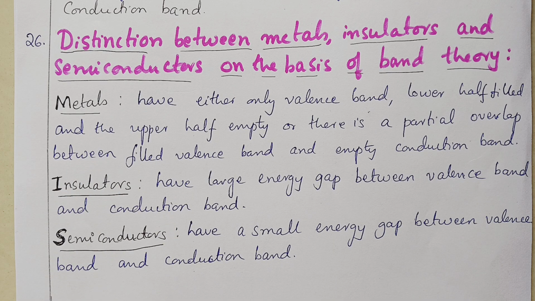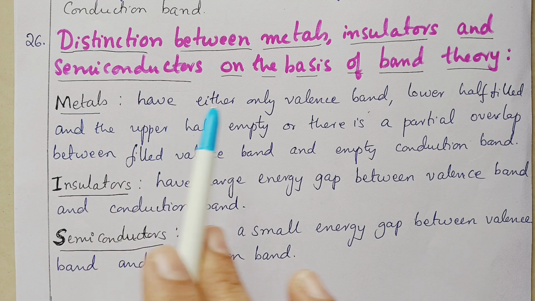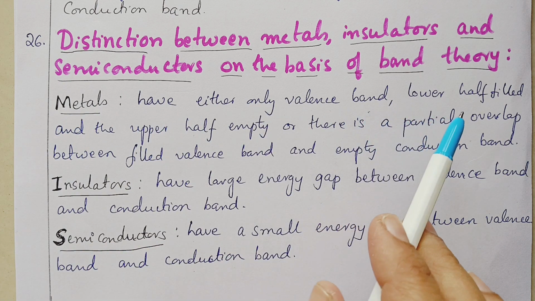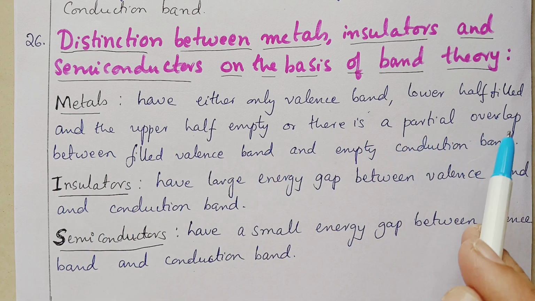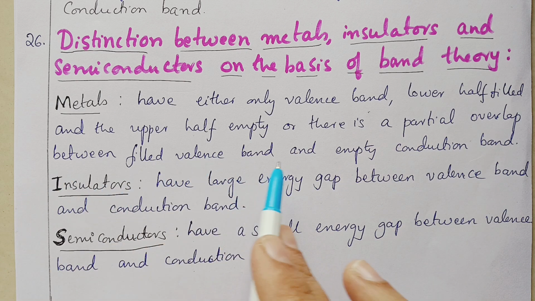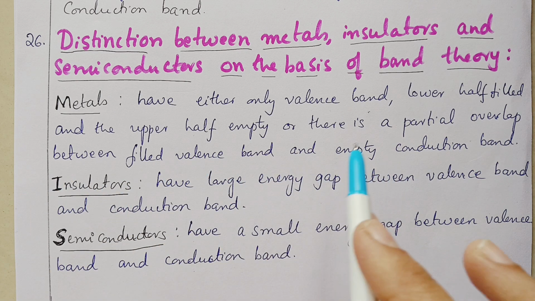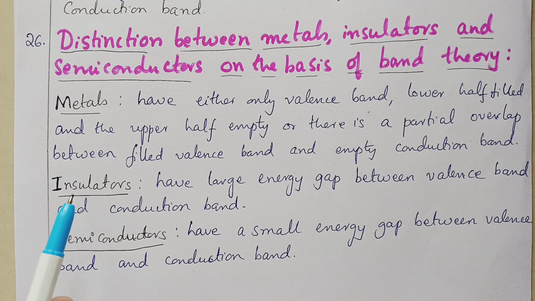I have written the same thing here. Metals have either only a valence band, in which the lower part is filled with electrons and the upper part is empty, or there could be a slight overlap between the filled valence band, the lower band, and the upper empty conduction band. Whereas in case of insulators, between the two bands there is a large energy gap. Whereas for semiconductors, there is just a small energy gap between the lower valence band and the upper conduction band.